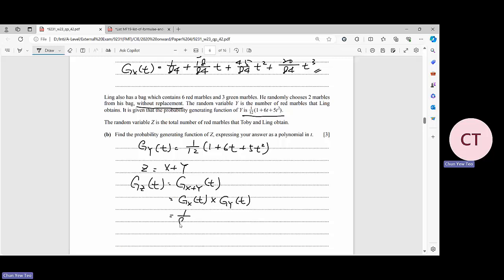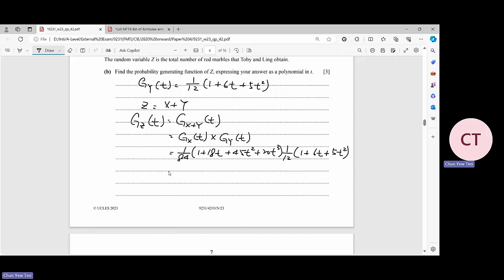So it will be 1 over 84 of 1 plus 18t plus 45t squared plus 20t cubed. Then this one is 1 over 12 of 1 plus 6t plus 5t squared. So what you need to do is just to join all the constants together. This constant and this constant, if you multiply them together, you will get 1 over 1008.